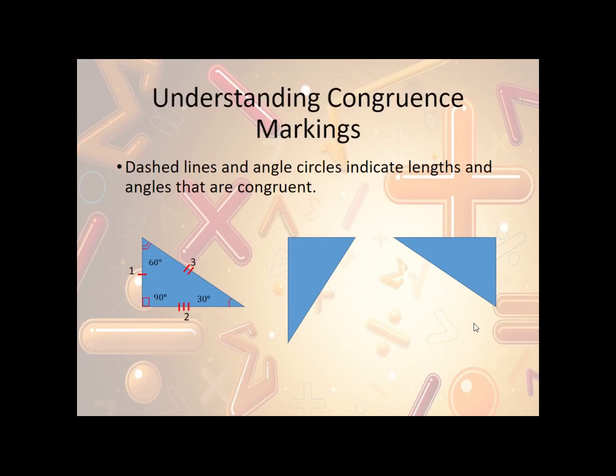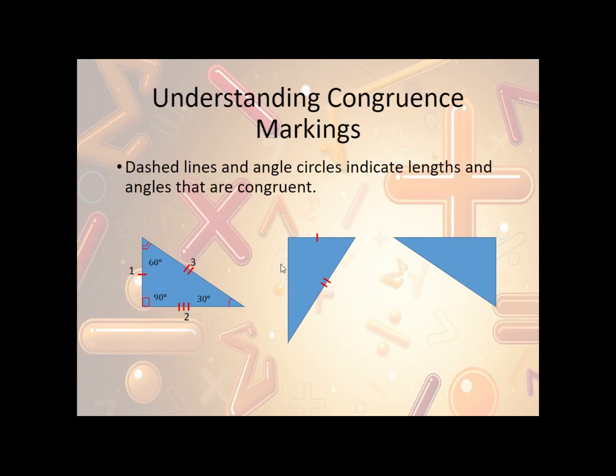Now, understanding the markings. We can use dashed lines and angle arcs to indicate the lengths and angles that are congruent. For instance, we have this side here with a single dash. We find its corresponding part, and we put a single dash there. That means that this side and this side are congruent. Then we do this one here with the double dash, and we find its corresponding side, which is here, and we do a double dash there. That means that those two sides are congruent.